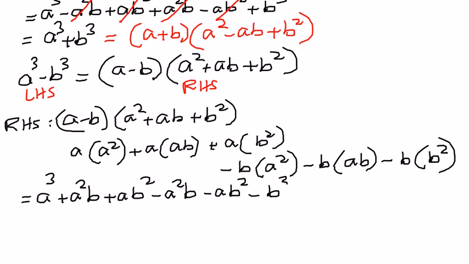Here again we will look for terms which are similar so that we can combine them, and if we have similar terms which are equal but opposite in sign, we'll cancel them. So I have a positive a squared b and a negative a squared b, these cancel out. I have a positive ab squared and a negative ab squared, these cancel out. So we are left with a cubed minus b cubed.